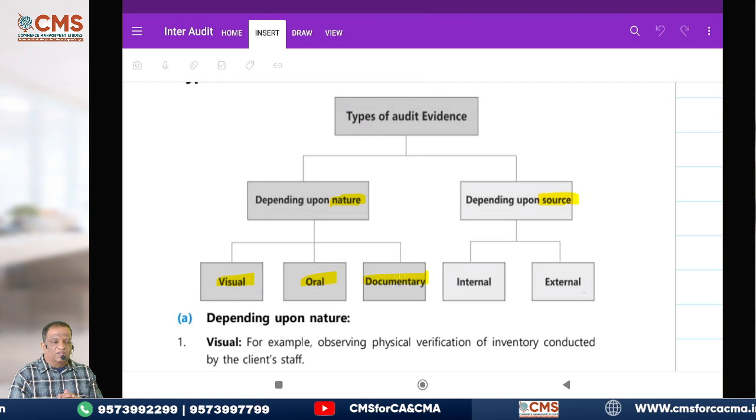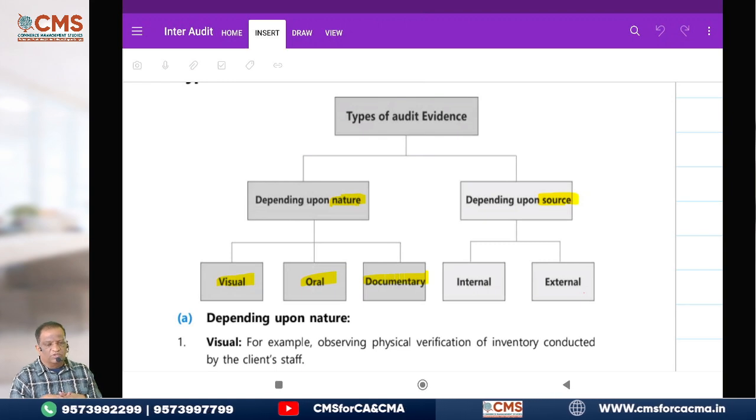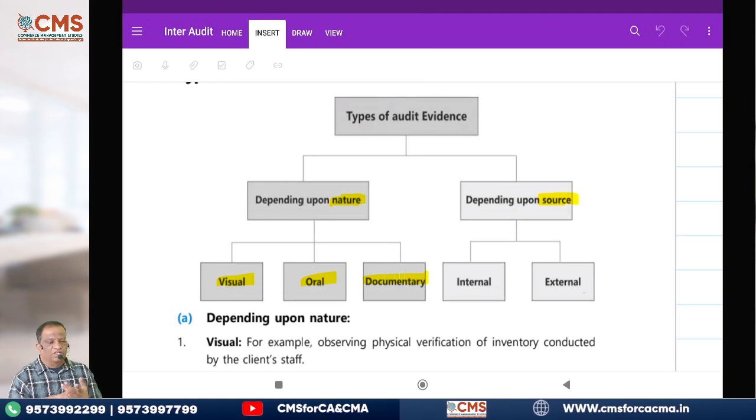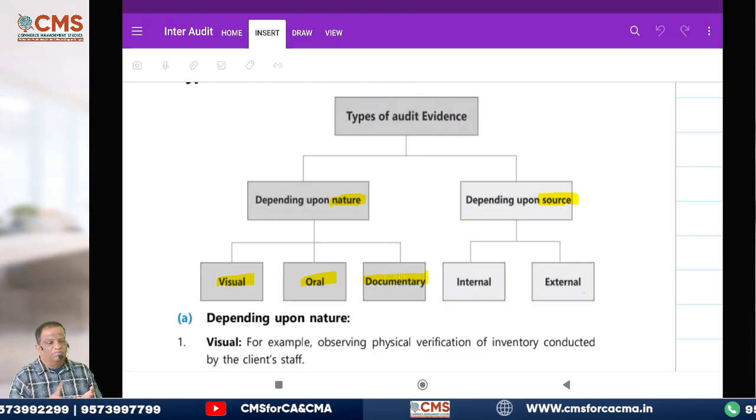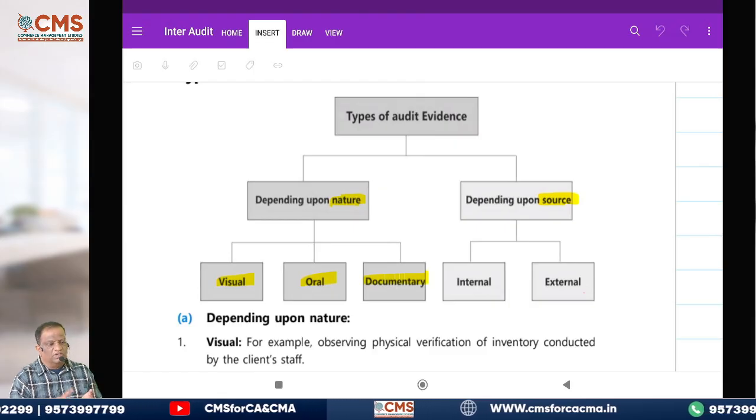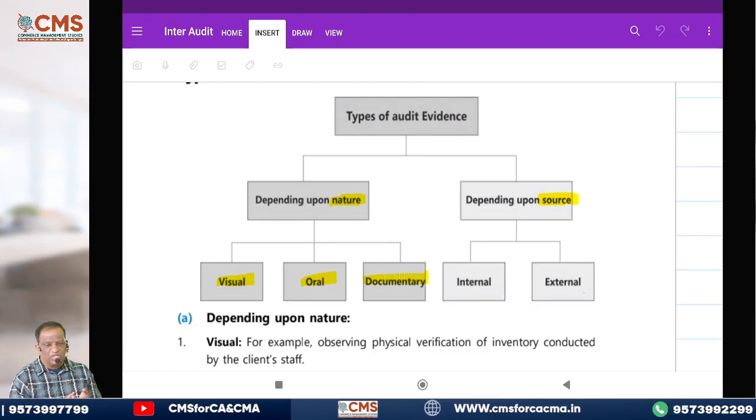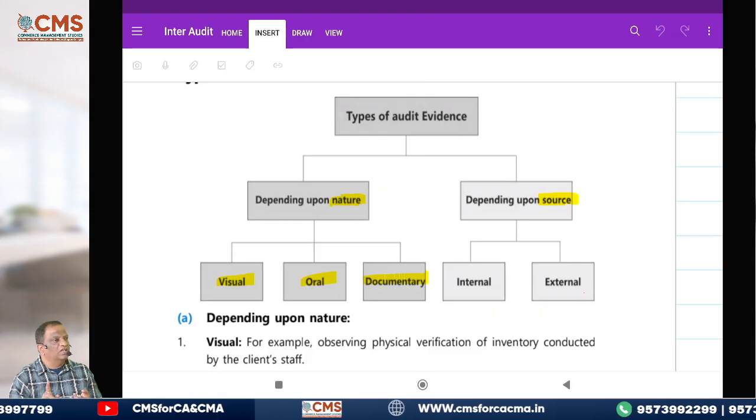This one you are clear about. First I will tell you, then I expect you to revise. There are two types of audit evidence, based on the nature and based on the source. Based on the nature: visual, oral and documentary. Based on the source: internal and external.